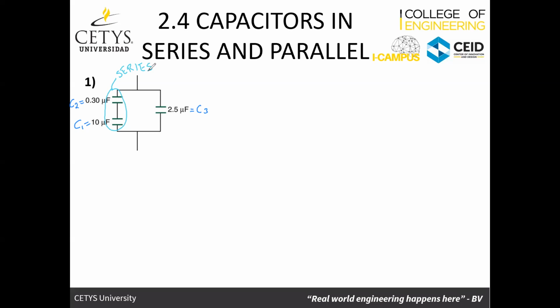Now, capacitors 1 and 3 are not in series. Can somebody tell me why these 2 are not in series? They're not parallel. There's a branch. There's something here in the middle. If this wasn't here, then they would be in series. But there's something in the middle that's interrupting the connection. So they're not in series.